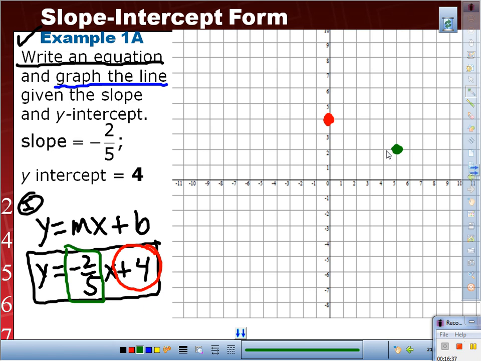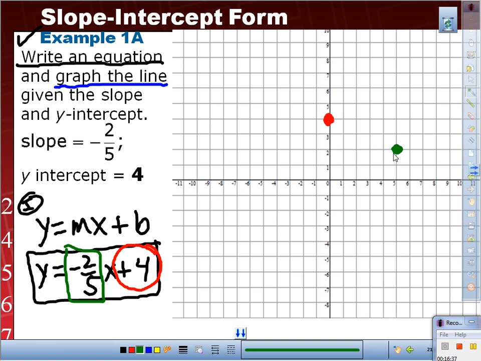Here it goes again. Where do I start? At the y-intercept. From there I use the slope. What is my slope? Rise over run. This rise, instead of going up, since it's a negative, I go down. How many steps? 2. How many to the right? 1, 2, 3, 4, 5.